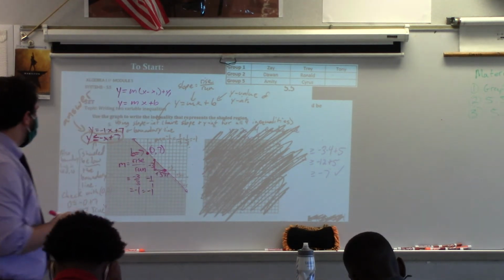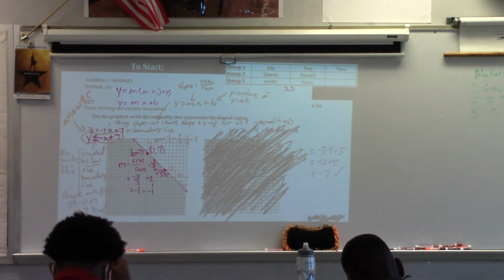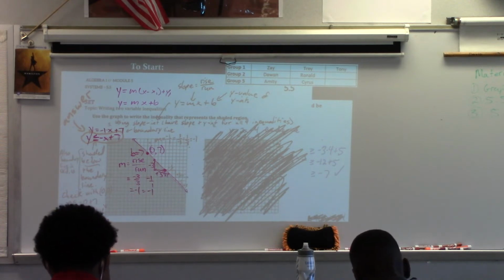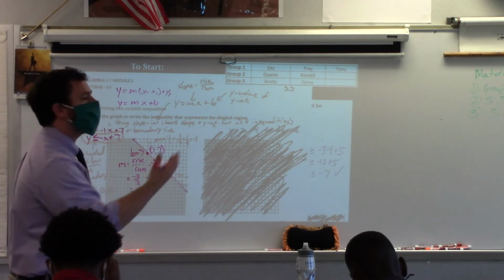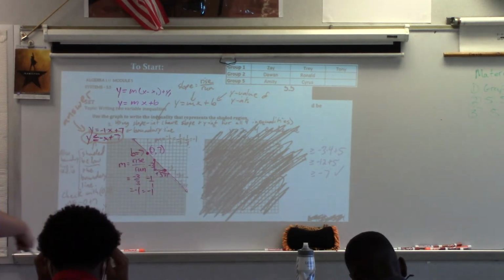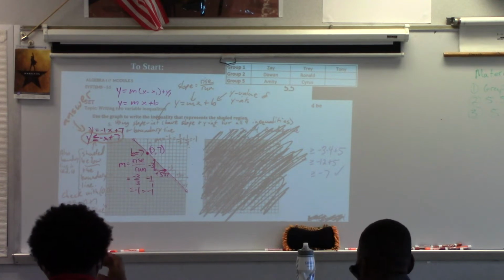What's the difference between numbers 5 and 6? 6 can equal to? How do you know, looking at 6, it cannot equal it? Because it's dashed, right? So how do we know it can equal here? There we go. We need to indicate that, right?